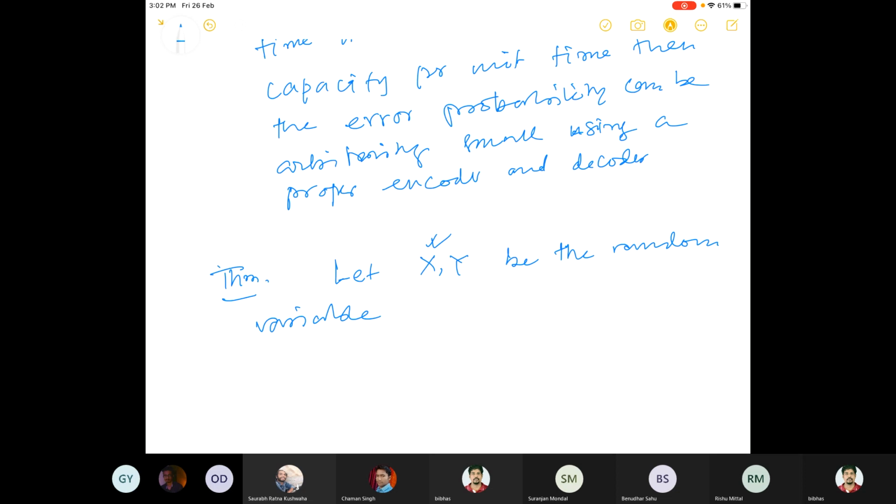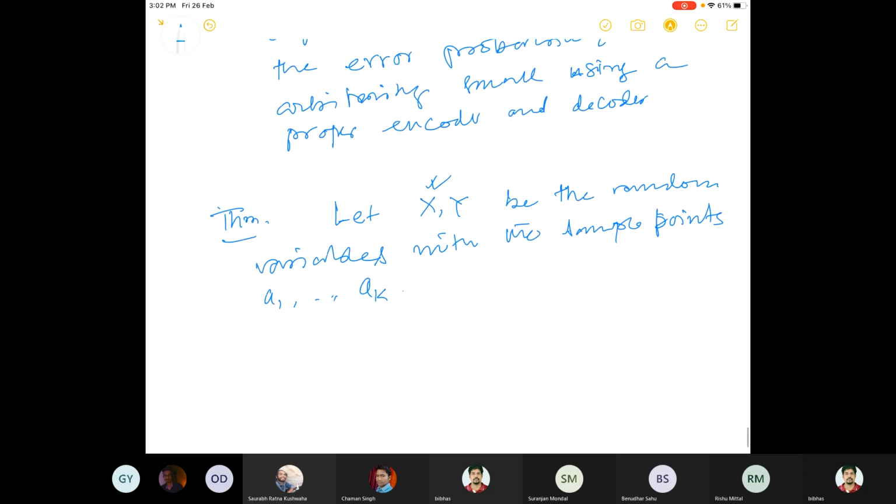So if I consider two random variables with the sample points A1, A2, up to AM, let's say, and you are sending some Ai, then you are supposed to get some Bj, and that Bj has to be equal to this Ai. This is the channel, the X and Y. So if you send Ai and you receive Bj, and Bj is not equal to Ai, then there is an error.